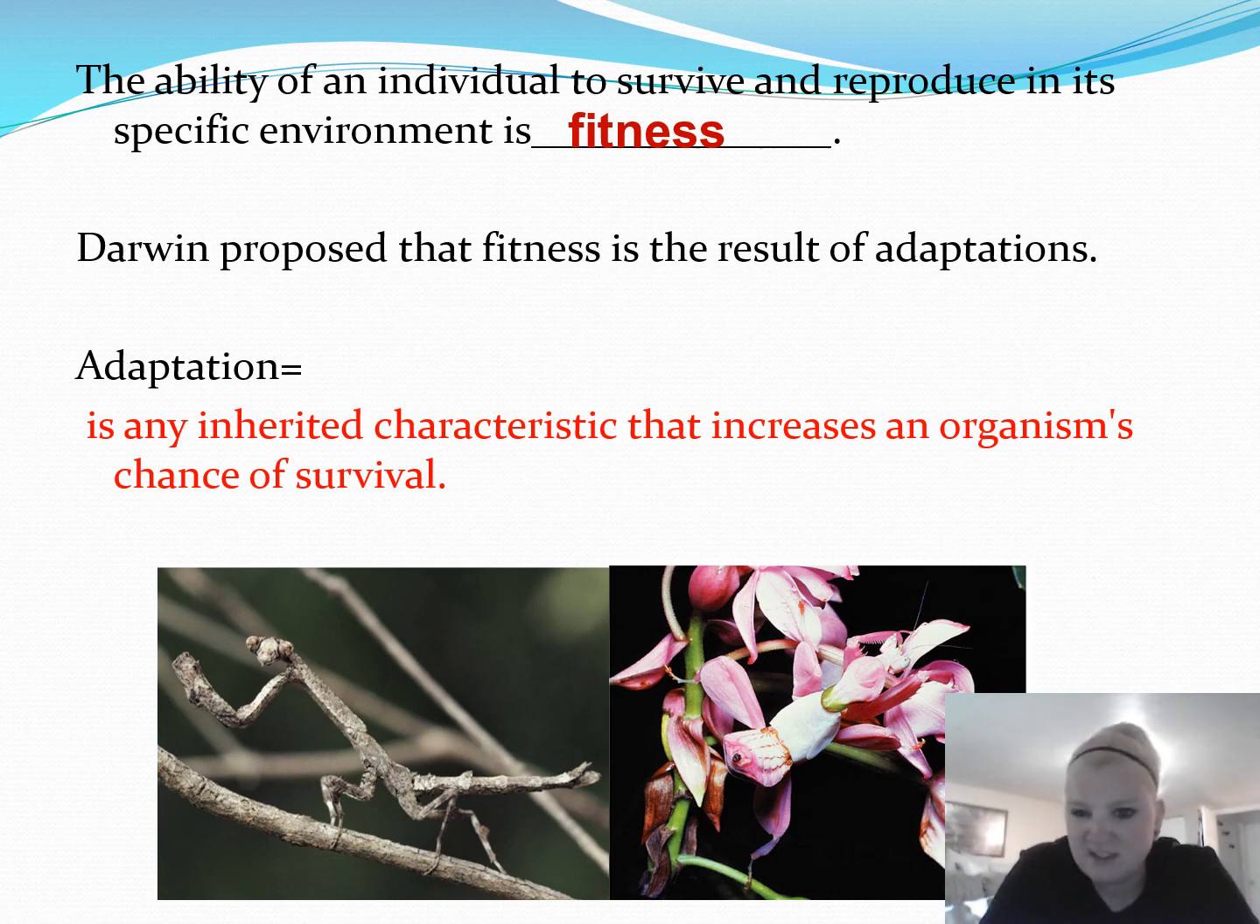Camouflage is a big one, just because it's real easy to give you an example of. If you're not sure, here you have a walking stick. At least that's what it looks like. It might be a type of praying mantis. And then over here, you do have a type of praying mantis in amongst the flowers.